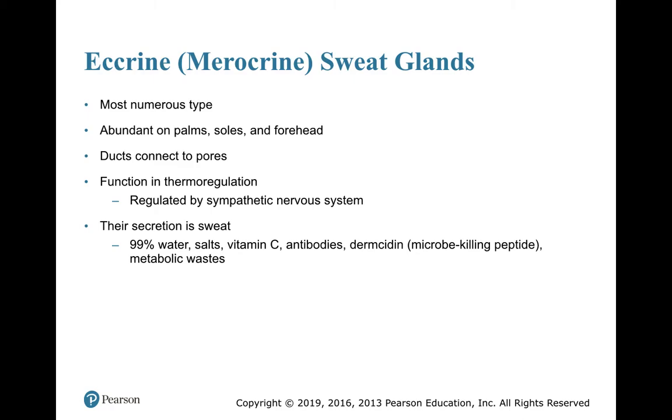So the first one, the eccrine or merocrine sweat glands, are the most numerous type. They are abundant, especially on our palms, the soles of our feet, and our forehead. Their ducts connect to pores. Their function is in thermoregulation, keeping body temperature. We'll get to that later on. That's regulated by the sympathetic nervous system. And what they secrete is sweat, what we typically call sweat, about 99% water, salt, vitamin C, antibodies, a microbial killing peptide called dermcidin, and some metabolic wastes.